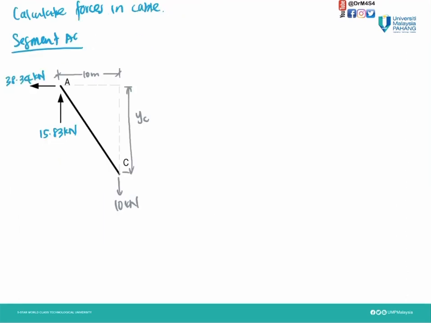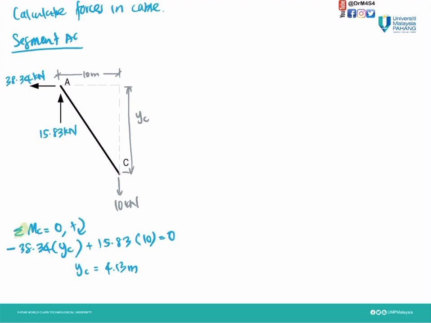Next, we need to calculate forces in each cable. First of all, we take segment AC. We don't know what YC is. We know HA is 38.34 and VA is 15.83. At point C, we have a 10 kilonewton downward force. So we take summation of moment at C equal to 0, positive clockwise. For 38.34 to point C is anti-clockwise, therefore negative 38.34, and the distance is YC, which we don't know yet.